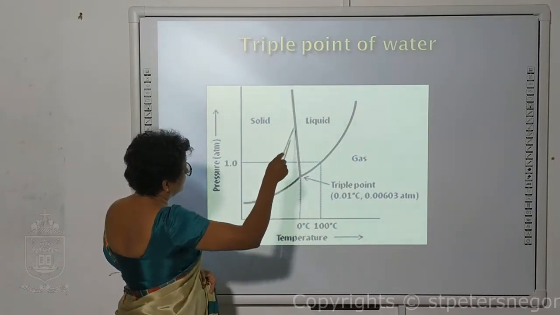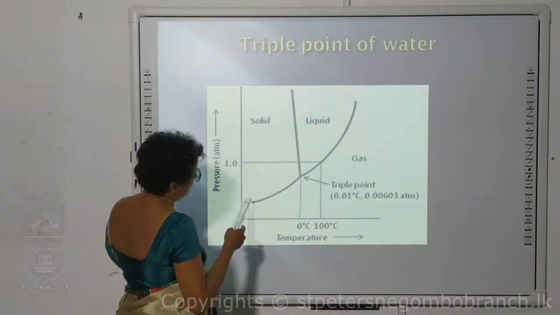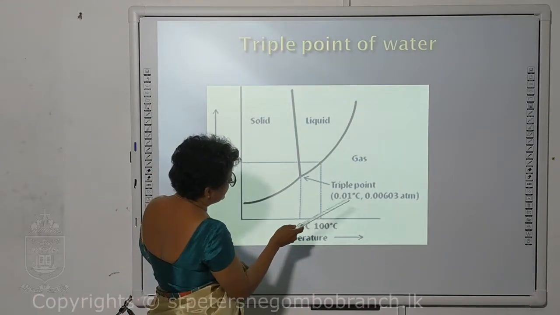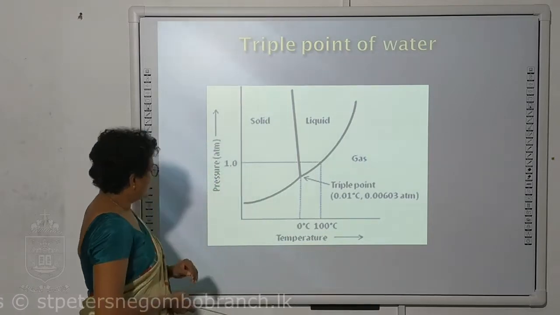Here you can see the vaporization curve, fusion curve and sublimation curve. All three meet here. This is the triple point of water.